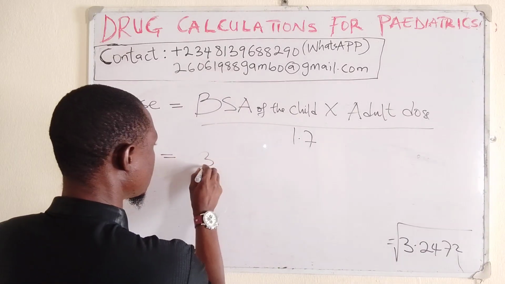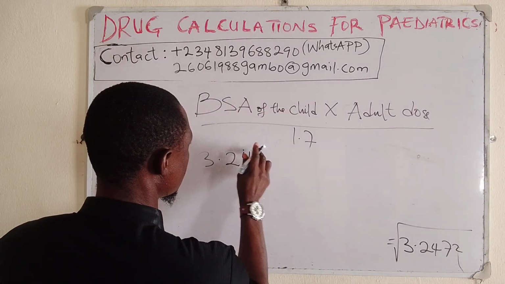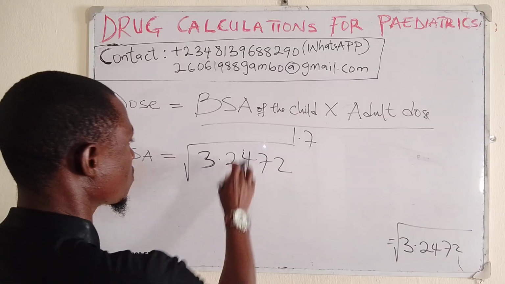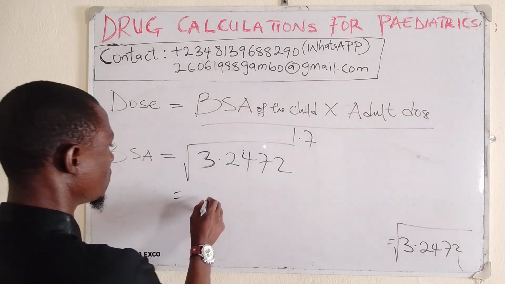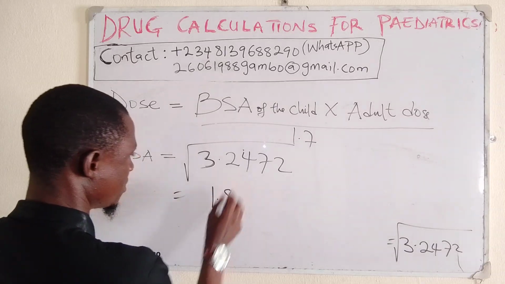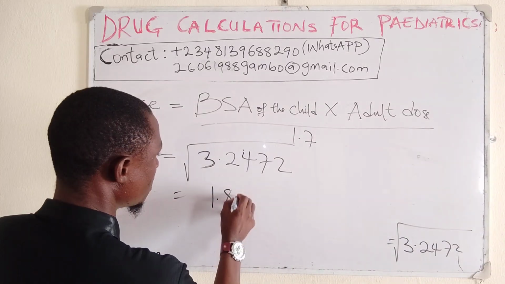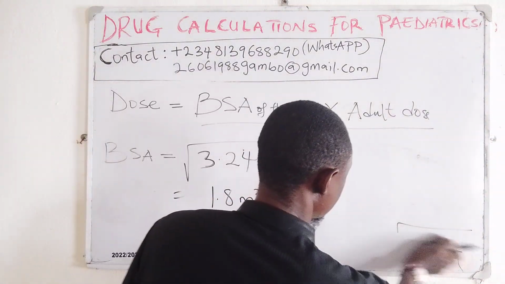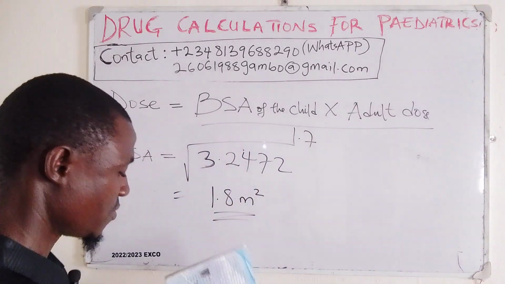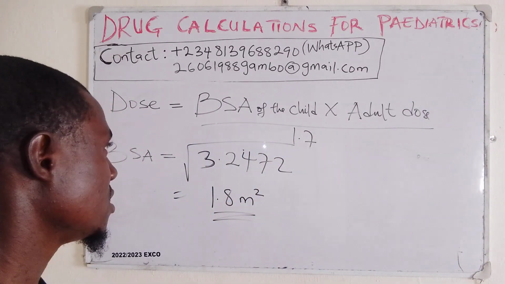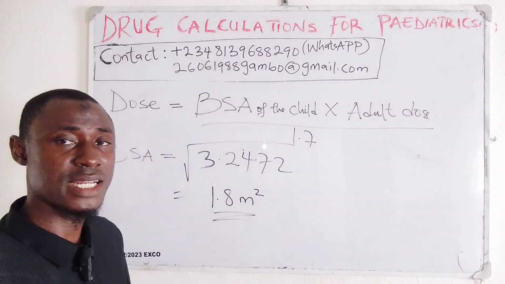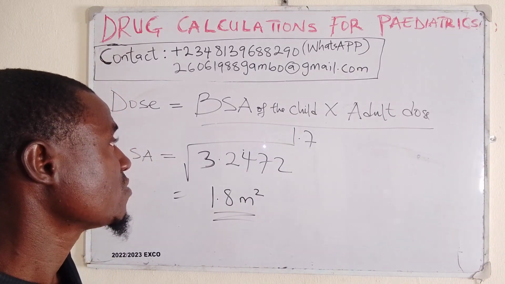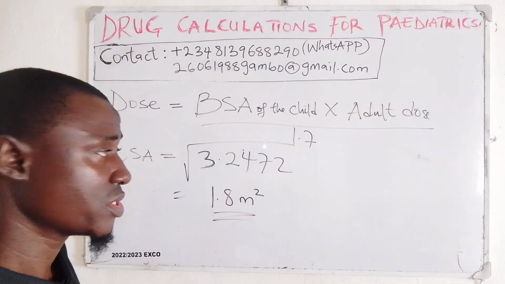So let's bring it here, 3.2472, of course, the square root. So let's look out for the square root of this. Now the square root of this will give us 1.8. Of course, it has some figures like that, but let's take it to be 1.8 squared. So 1.8 squared is our body surface area, and this is the body surface area for a patient whose weight is 70 kg and the height is 167. So this is how to calculate body surface area using the first Monstella equation.